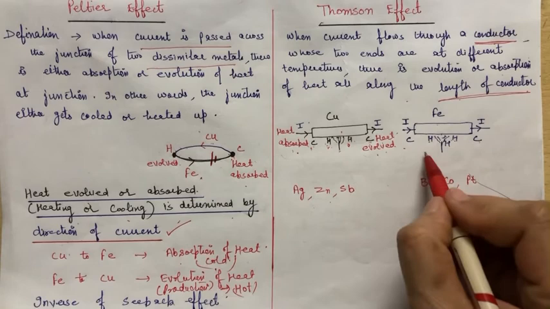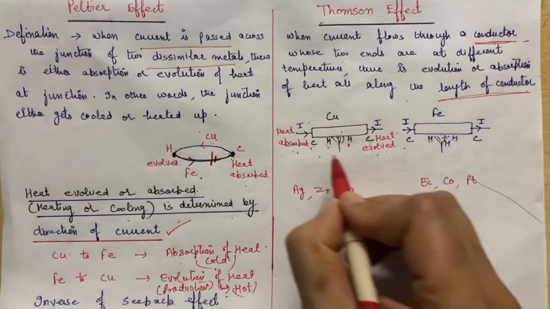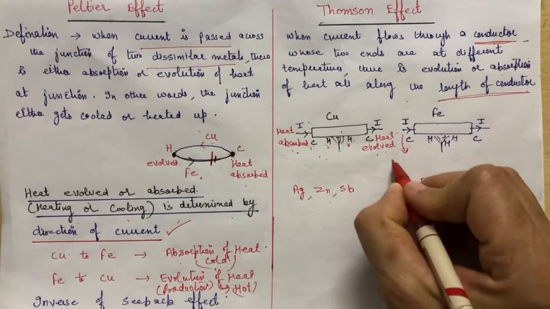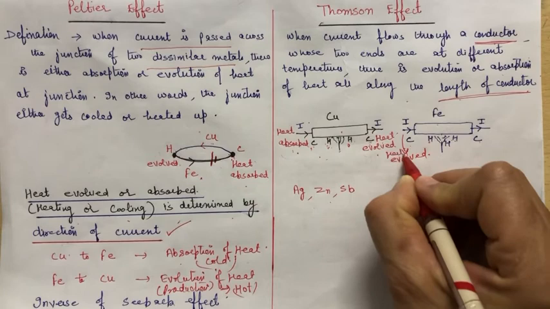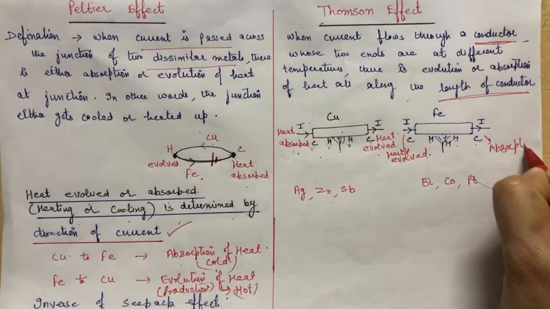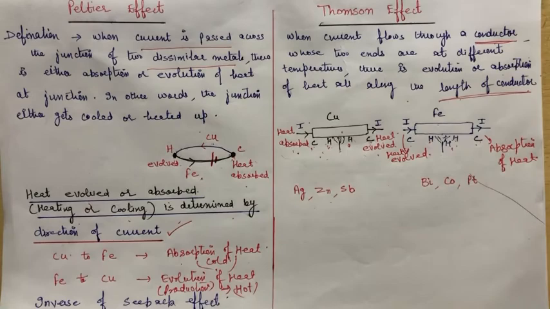Now in this case there is a reverse of the other case. When current goes from cold to hot, there is heat evolved. And from hot to cold, there is an absorption of heat. Clear? So these two are reverse of each other.